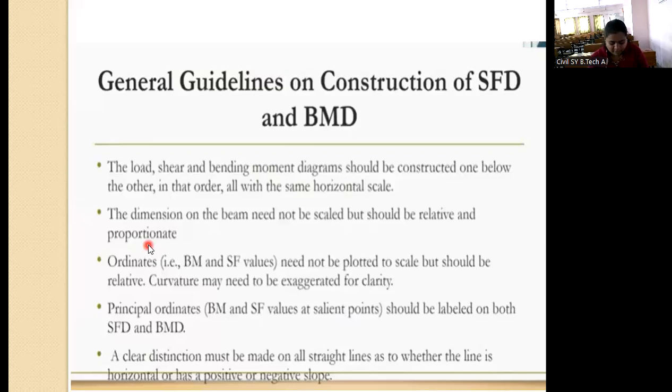Okay, under this point you have to remember that the second point is related to the dimension on the beam need not be scaled. That means we have to draw SFD and BMD, shear force diagram and bending moment diagram, without scale, but it should be proportionate.